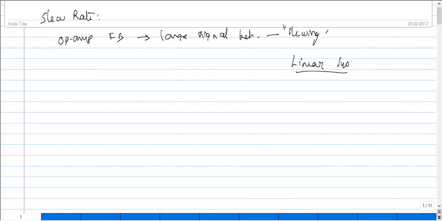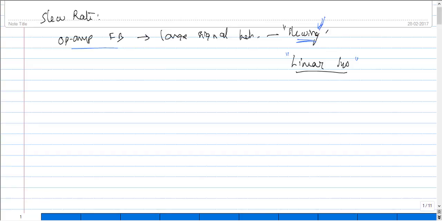Now, whenever an op-amp is used in a feedback network, and the input to the op-amp is so large, then this op-amp exhibits a large signal behavior, and that large signal behavior is called slewing. When an op-amp gets into this mode, that is, whenever the op-amp is slewing, then the op-amp loses an important property of our linear system. That happens whenever it gets into this slewing mode.